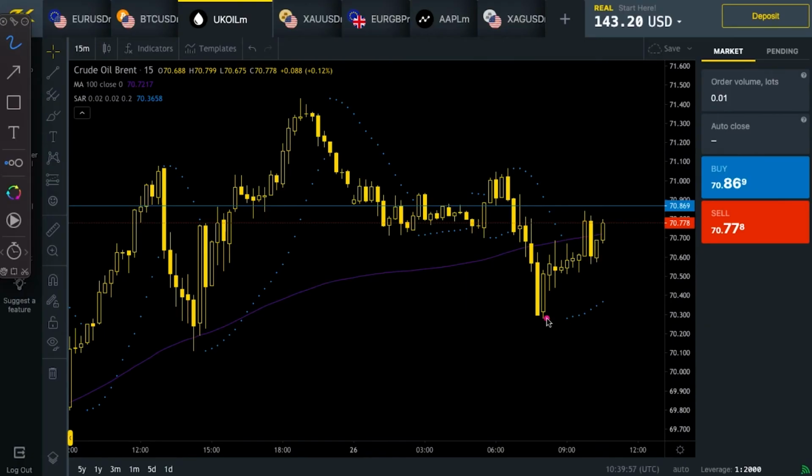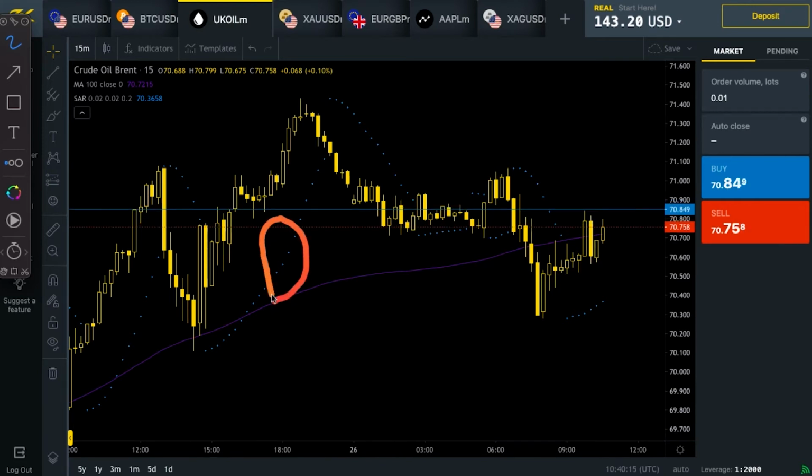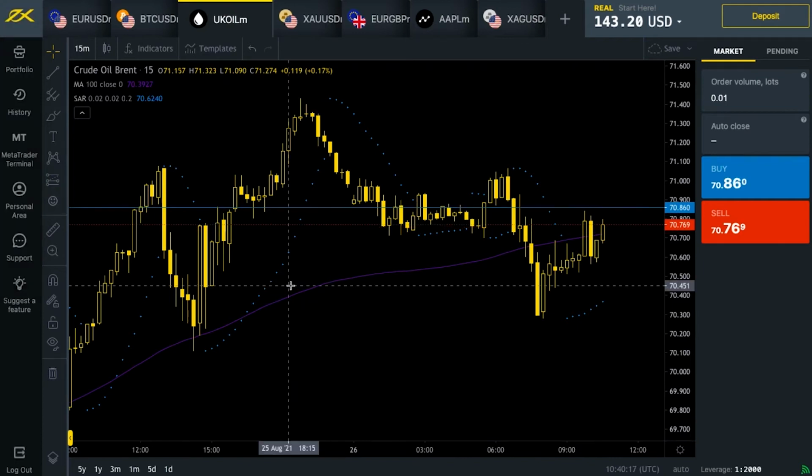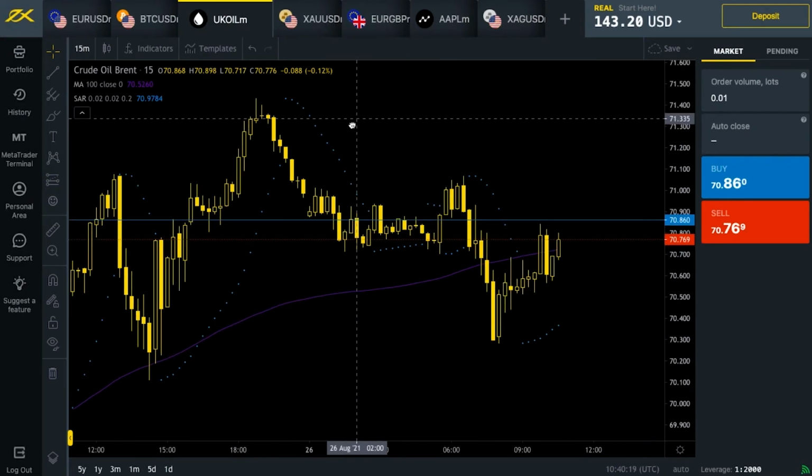Here we've got a low time frame, 15-minute chart of Brent crude, or UK oil as a symbol. And we've set up parabolic stop and reverse, which are these series of blue dots above and below the price here. And the most basic signal from parabolic stop and reverse is when the price is above the dots, as in this case here, we have a buy signal, whereas when the price is below the dots, as in this case here, we have a sell signal.